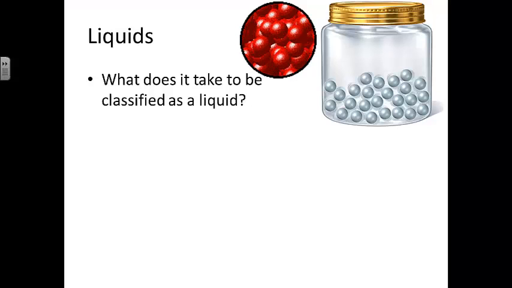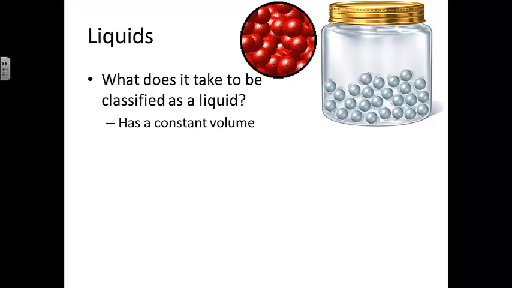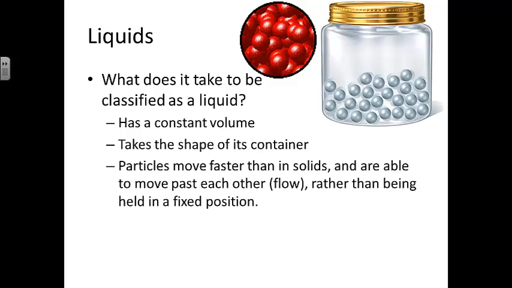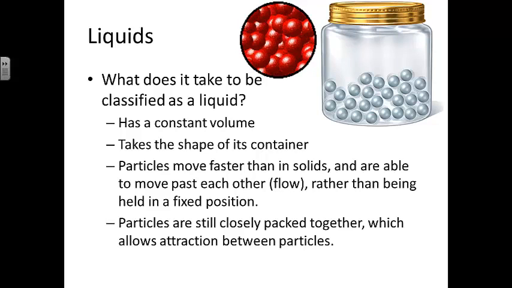What does it take to be classified as a liquid? Well, it has to have a constant volume. However, it takes the shape of its container, which we didn't see solids doing. Particles move faster than they do in solids, and they're able to move past each other, meaning they have the ability to flow. They are fluids, rather than being held in a fixed position.